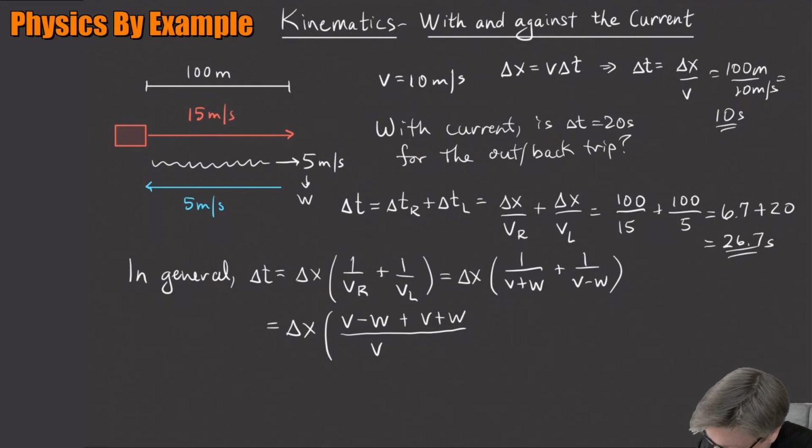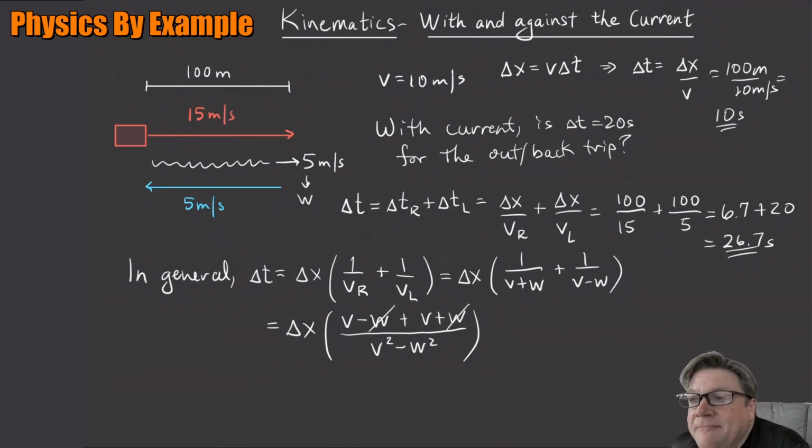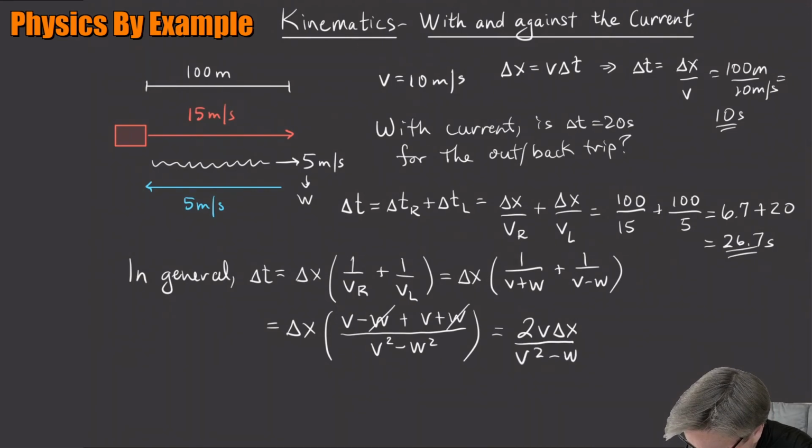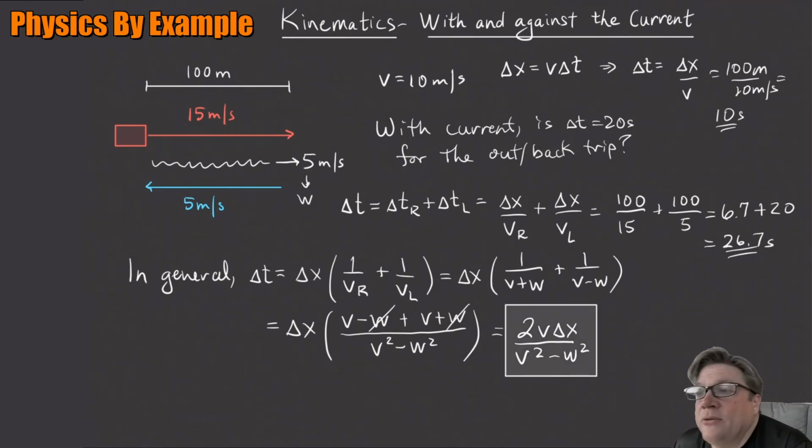If you do that out, that's an interesting thing. V squared minus W squared. Right? And then look up top. I've got a V plus V, that's 2V, and a minus W plus W. Well, those just cancel. That's neat. So what I've got up here is 2V delta x over V squared minus W squared. Okay, in formula form, that's what the answer is.